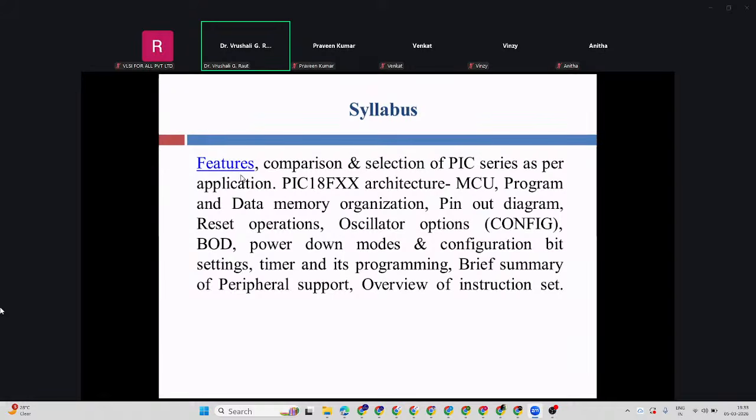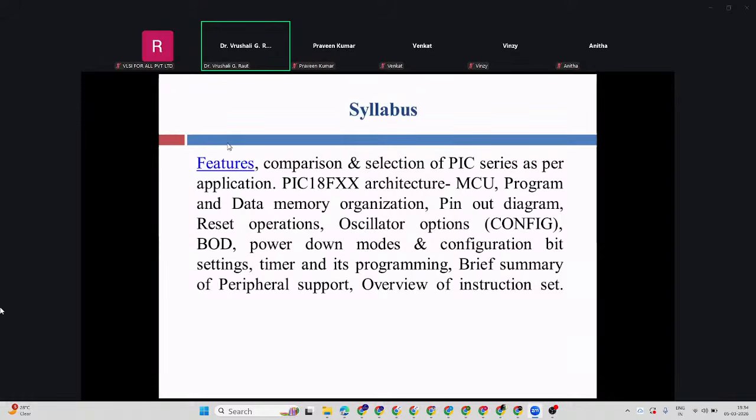So what I am telling you is we have to learn the features. Then whenever you are selecting the microcontroller, it is very important that comparison and selection of PIC series as per application is required. For example, you have decided that for some application you have to go for a PIC microcontroller. So you have a number of PIC microcontrollers. Out of them, the one which fits your need is required, right? And for that, what is required? You must know its features. Then only can you think of comparing it.